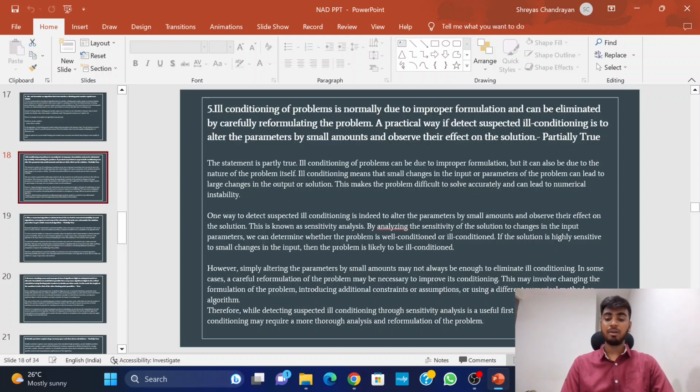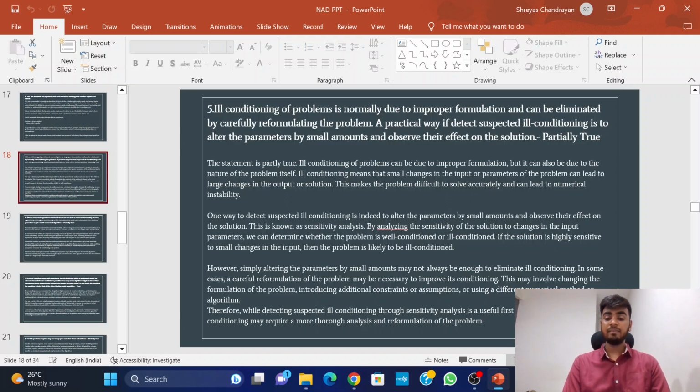Ill conditioning of problems can be due to improper formulation, but it can also be due to the nature of the problem itself. Ill conditioning means that small changes in the input or parameters of the problem can lead to large changes in the output or solution. This makes the problem difficult to solve accurately and can lead to numerical instability. One way to detect suspected ill conditioning is indeed to alter the parameters by small amount and observe their effect on the solution. This is known as sensitivity analysis.